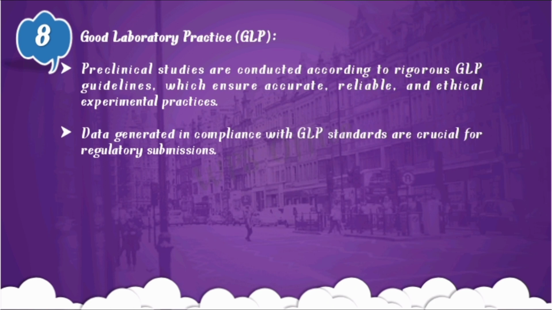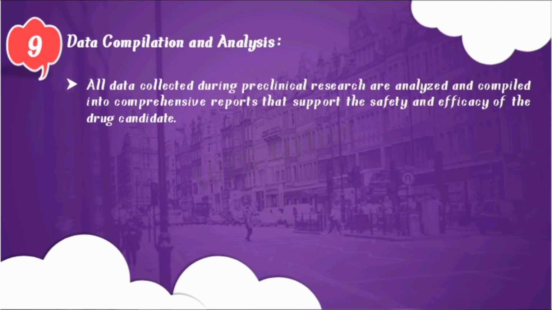So the eighth one is good laboratory practice, which is very important. Preclinical studies are conducted according to good laboratory practice guidelines, which ensure accurate, reliable and ethical experimental practices. Data generated in compliance with GLP standards are crucial for regulatory submissions. The ninth step is data compilation and analysis. All the data collected during the preclinical research are analyzed and compiled into a comprehensive report that supports the safety and efficacy of the drug candidate.